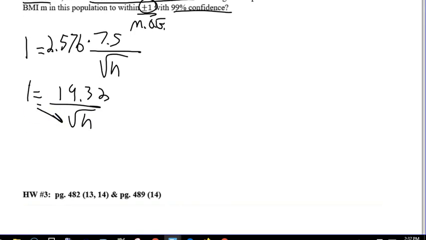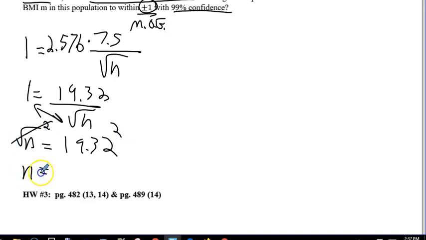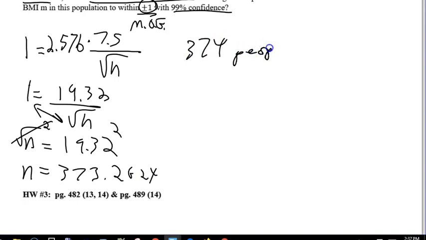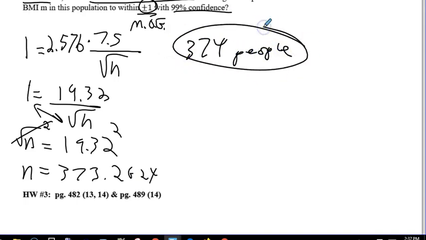Remember the shortcut, just switch these two. So the square root of n equals 19.32. And I'm not going to bother writing it over 1 because, well, it's over 1. How do we get rid of that? We square it, and we square that, which gives us n equals 373.2624. We go up to the next person, 374 people. That's how large the sample size needs to be to satisfy those conditions.